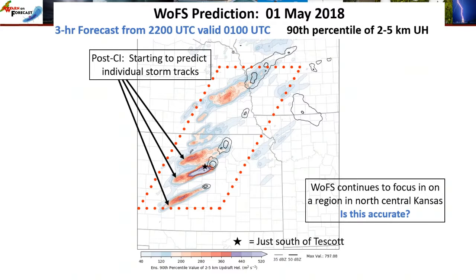Now this is a 3-hour forecast, and as we continue to assimilate the most recent storm observations, the forecast is refined further. Again, this is post-convective initiation, and the WoFS forecast starts to predict individual storm tracks, as you can see, and focuses on the region in north central Kansas. Now the question that we ask is, is this accurate?